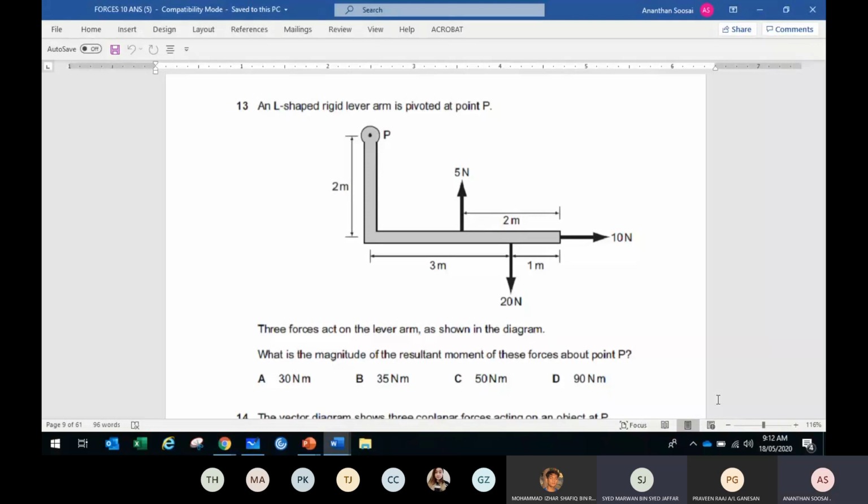Three forces act on the lever arm, shown in the diagram. What is the magnitude of the resultant moment of these forces about point P? This is a pivot. They want the moment about point P.